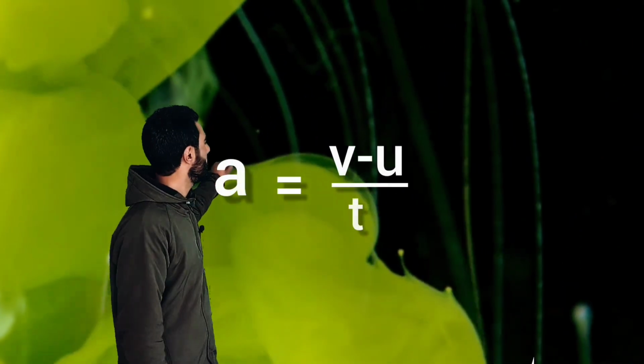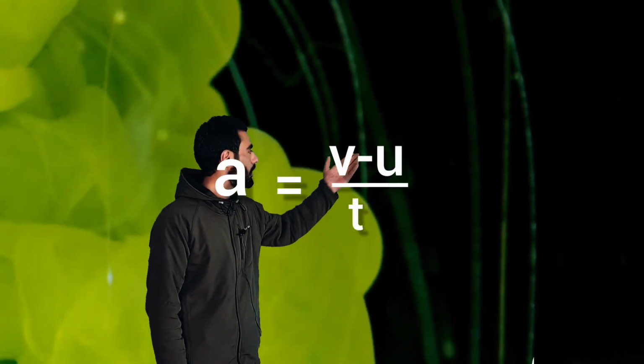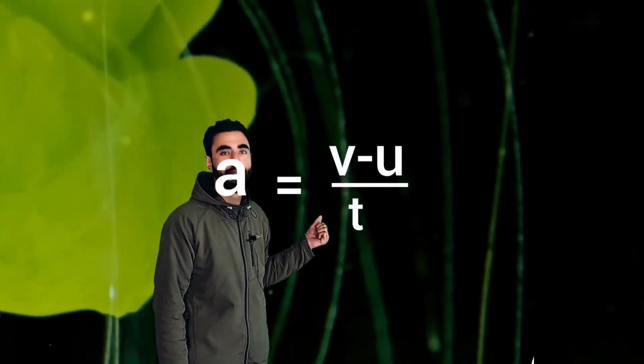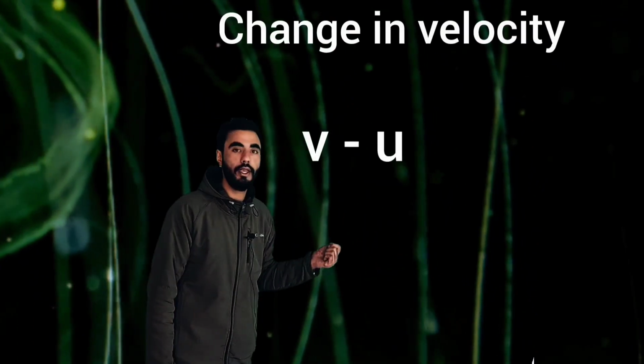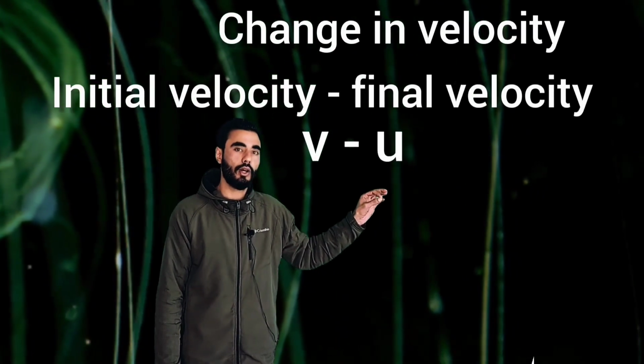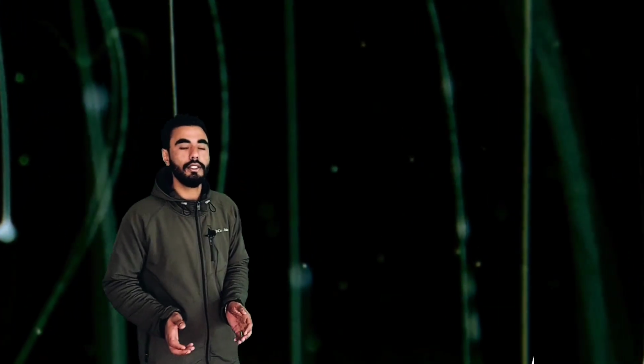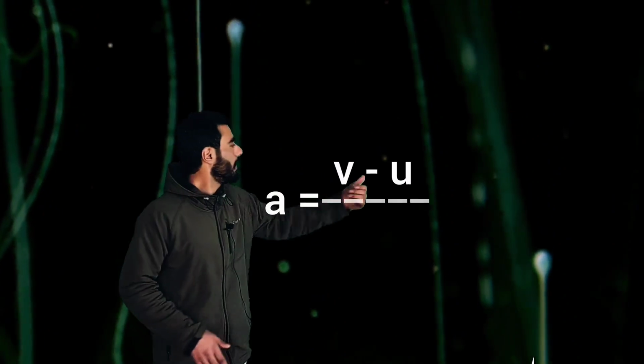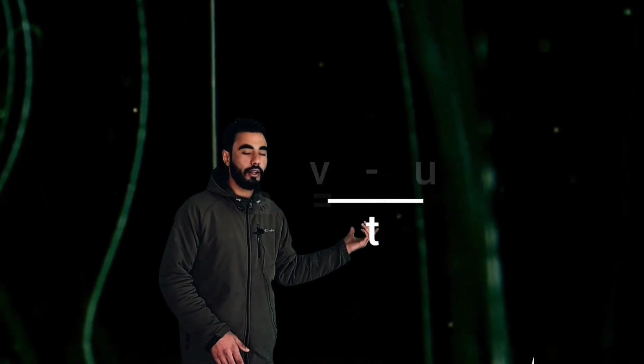Or acceleration of a body will be change in velocity divided by the time. Change in velocity is final velocity minus initial velocity. Acceleration will be final velocity minus initial velocity divided by the time taken. So acceleration of a body is the measure of change of velocity of a body in unit time.